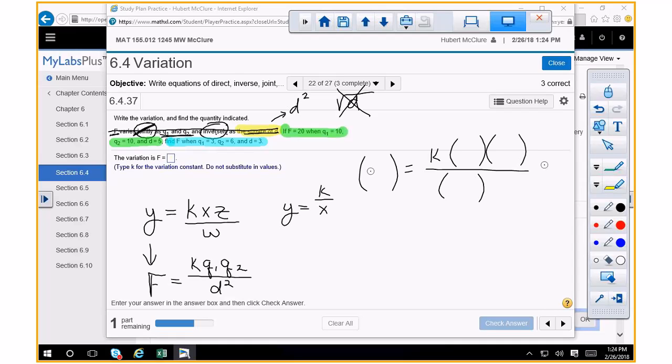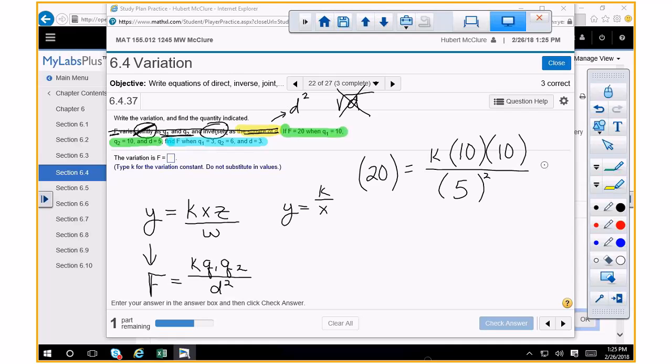So 20 goes here. 10 goes here. 10 goes here. And 5 goes there. All right, finish it. What are you going to do with that K when you find it? Because K is not the answer. K is the what? The constant. What do you do with the constant after you found it? Plug it back into the what? The formula. Yes, you plug it back into the formula or the equation.